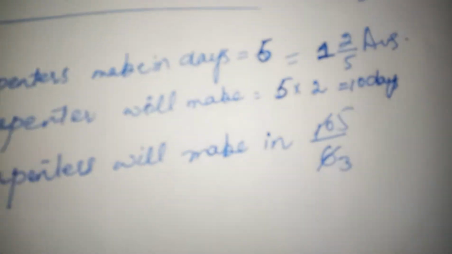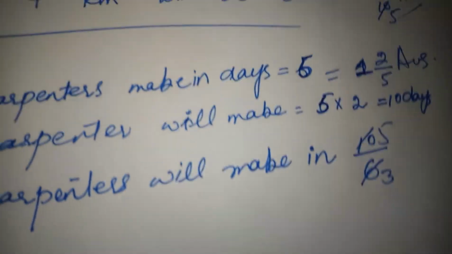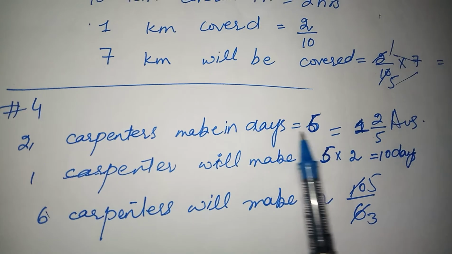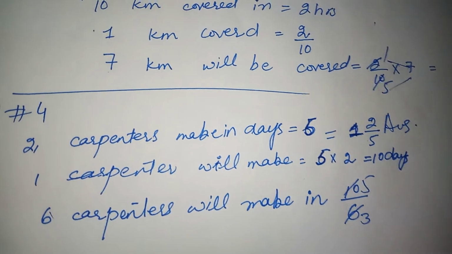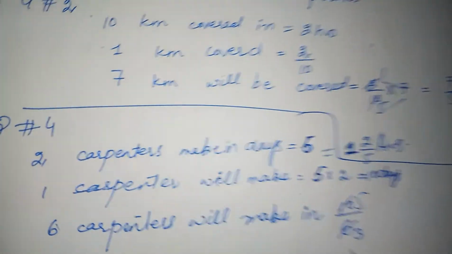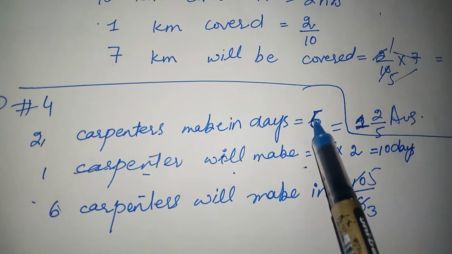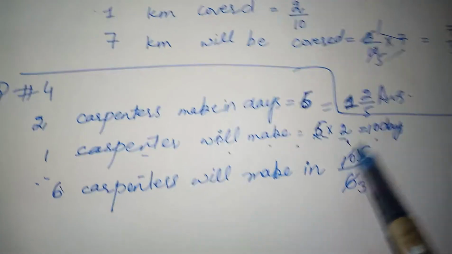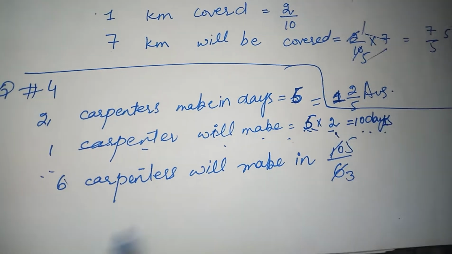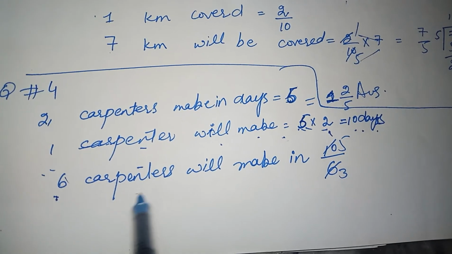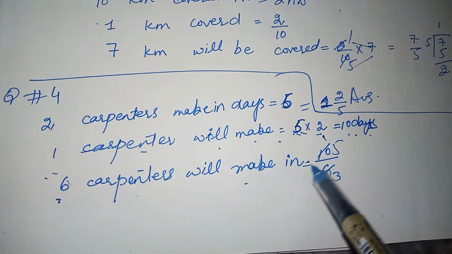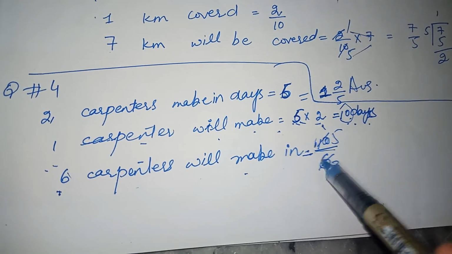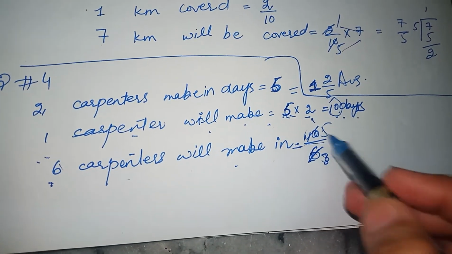here you have to keep one thing in your mind: 2 carpenters make a cupboard in 5 days, and 1 carpenter will make it in 10 days. 5 2s are 10. Obviously if it is 1 carpenter, he will take double the days, so he will make it in 10 days. So if the carpenters are 6 and they have to make the cupboard, how many days will they take? They will divide the 10 days into 6 parts. So 2 3s are 6 and 2 5s are 10.